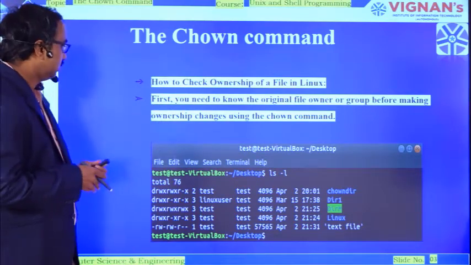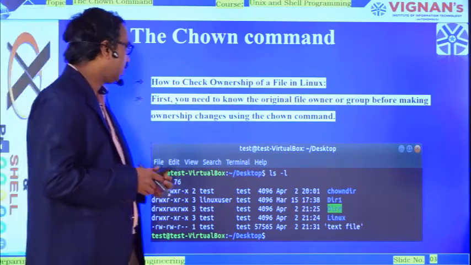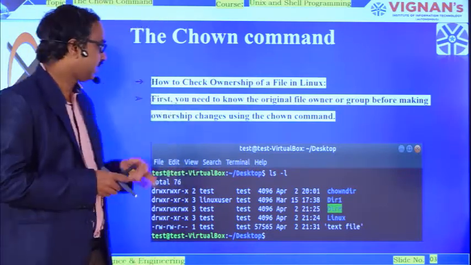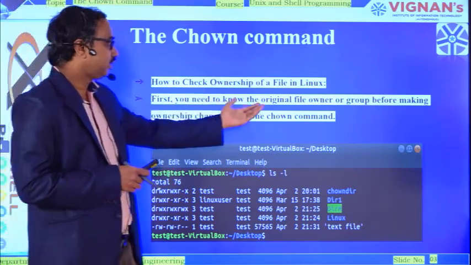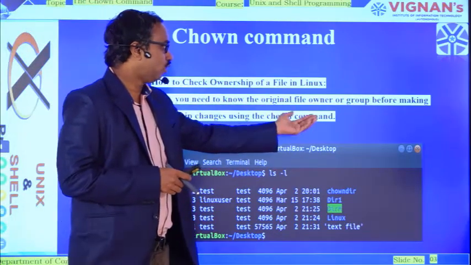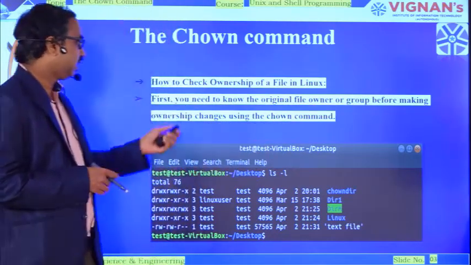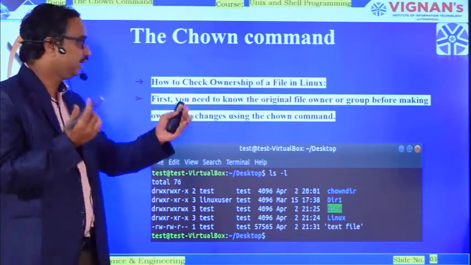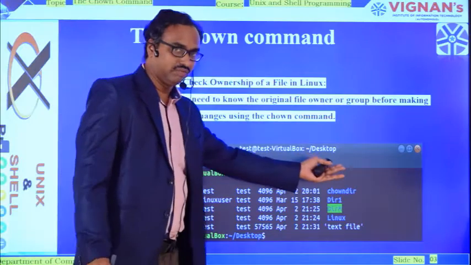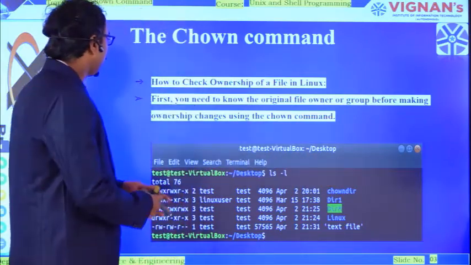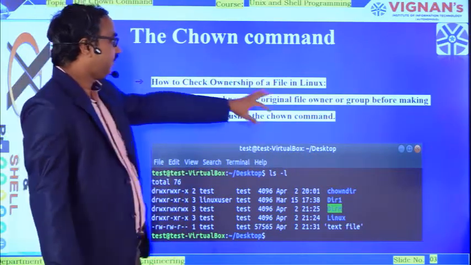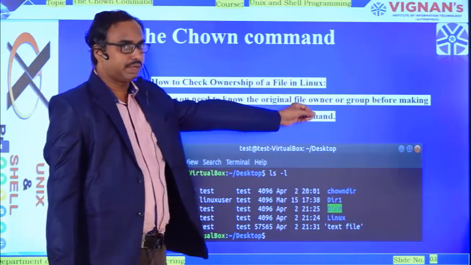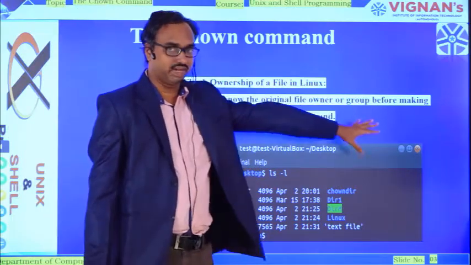Before we apply the chown command, we first check the original file owner and group before making the changes. We cannot directly change the ownership of the file or directory. Before that, we have to first check who the particular owner of the file is, as well as the group of the file.